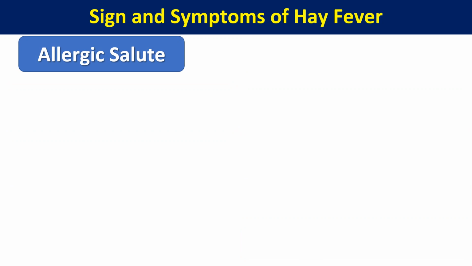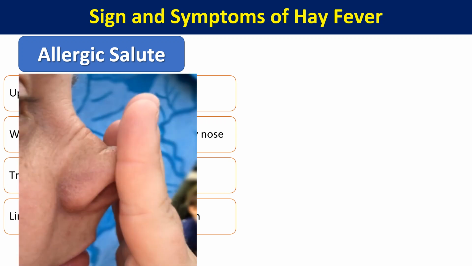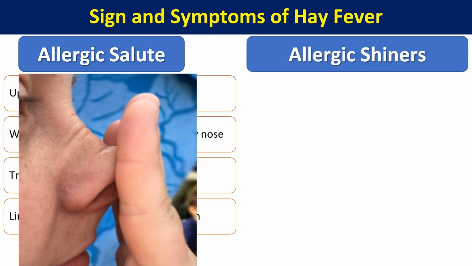Then we are going to have the allergic salute. What is the allergic salute? Whenever we have a runny nose, we normally wipe our nose upwards or rub the nose to manage it. Because of this, we get a transverse line or crease on the nose, and this line may ultimately later cause hyperpigmentation or hypopigmentation. If you see here, this is the allergic salute, where these lines will be there, and this ultimately causes hyper and hypopigmentation.